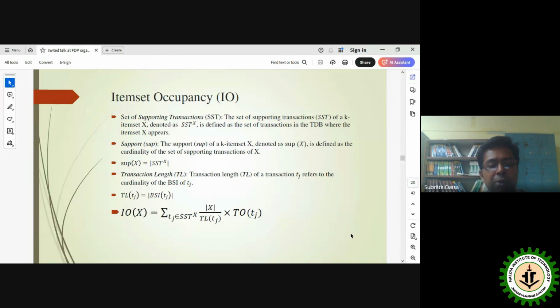And its final formula is written here: IOX equals the summation of TJ. That means we make the summation over the transactions to which the supporting set of transactions belongs. If it is 6, then it will be added 6 times; if it is 4, then it will be added 4 times. And obviously TO is multiplied. The earlier concept was only item set occupancy, where this multiplication with TO was absent. The absence of TO mathematically provides ambiguous or duplicate results. After the implementation of TO, results get more vibrant.